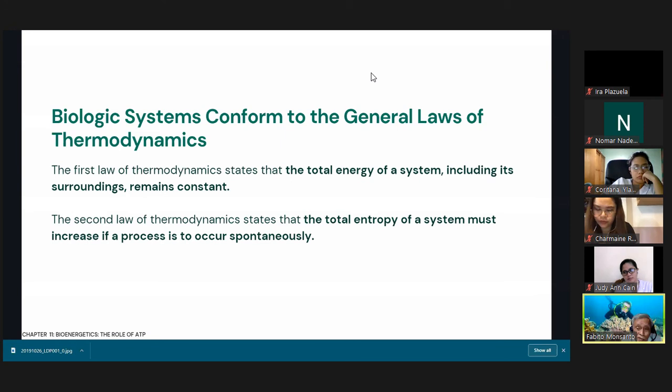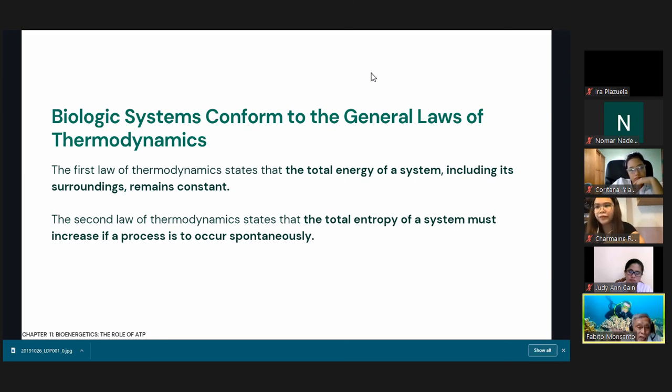Okay, so you have now an understanding of what energy is. And the first law of thermodynamics says that the total energy of the system, including its surroundings, remains constant.